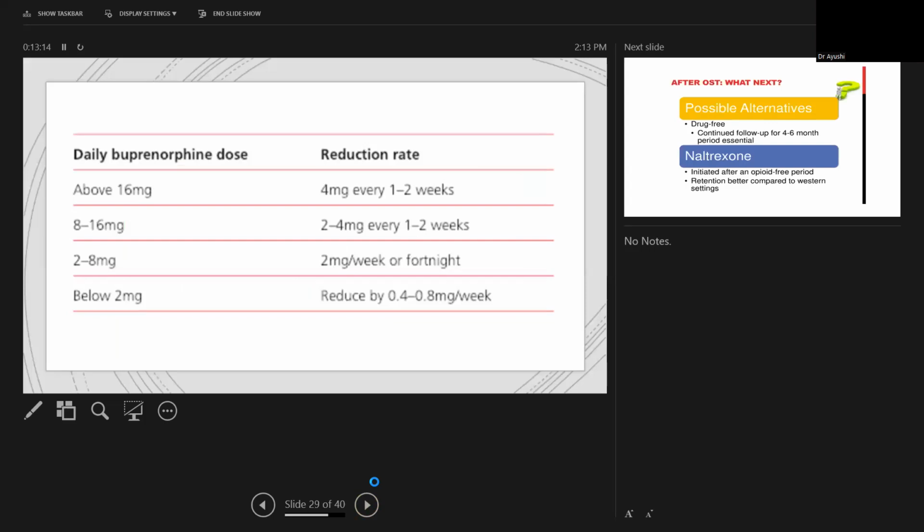Now, daily buprenorphine dose and what is the reduction rate? If we are giving buprenorphine above 16 mg, then we reduce 4 mg every 1 to 2 weeks. If it is 8 to 16 mg, then 2 to 4 mg every 1 to 2 weeks. If 2 to 8 mg, then it is 2 mg per week. And below 2 mg, then we reduce by 0.4 to 0.8 mg per week.